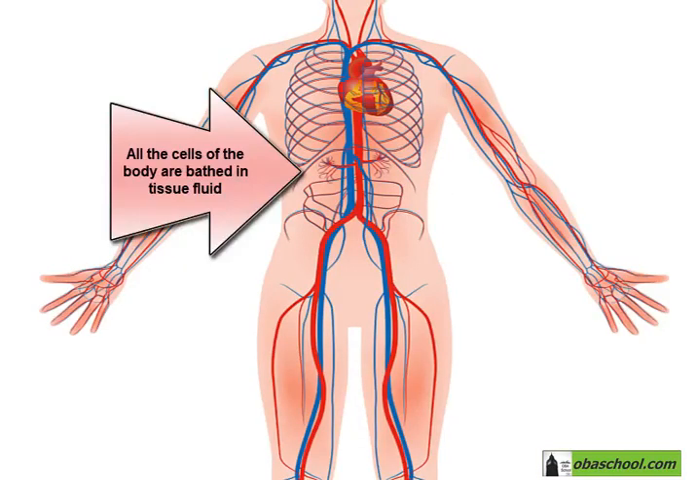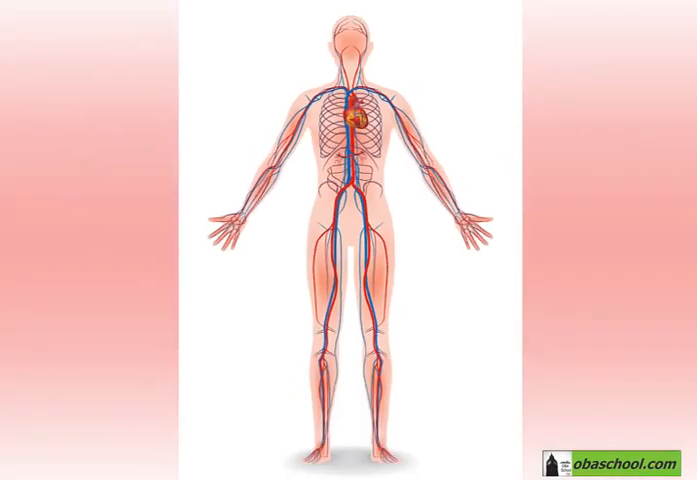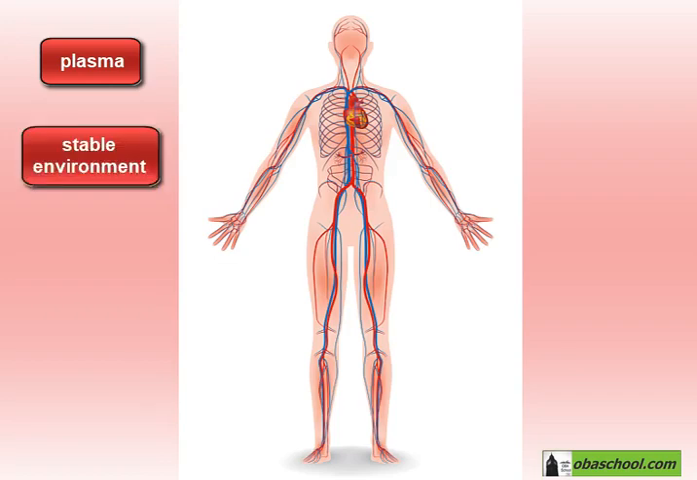It bathes all the cells of the body, and it is the immediate environment of the cells. So it is where the cells live, basically. It is formed from blood plasma, and it is mostly a constant environment for the cells that it surrounds.